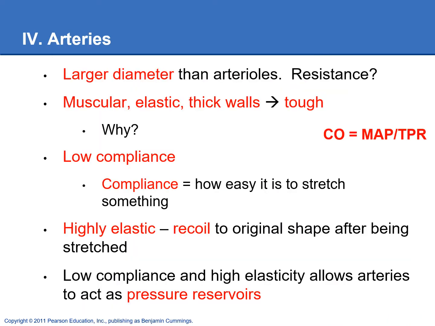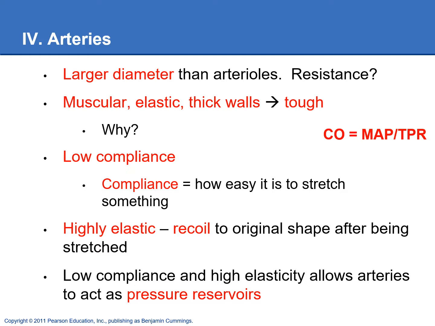So let's take a closer look at the arteries. They do have a larger diameter than the arterioles. So what does that do to their resistance? If you think about the wide straw versus the narrow straw, arteries are going to be the wide straw, so they would have low resistance. And if they have low resistance, then that means that they have high blood flow through them. So it's very easy for blood to flow through the arteries.